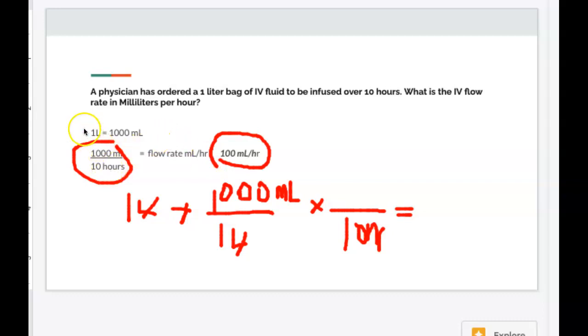Now, I just switch it from liters to milliliters because there's no reason to go through all of this. You could just write it just like this and you're good to go. Okay, so that's the first problem. Let's take a look at another one. Oh, let me close that out first.